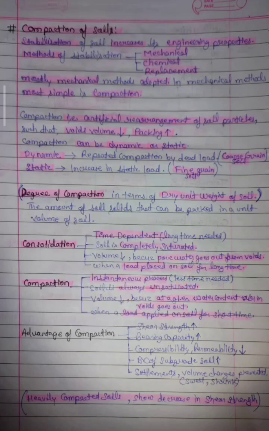So let's look at some common differences between consolidation and compaction. Consolidation is time dependent, compaction is instantaneous. In consolidation, soil is completely saturated. In compaction, soil is always unsaturated. In consolidation, the volume reduction happens as pore water goes out from the soil. In compaction, the pore air goes out from the soil. And compaction happens when a load is applied on soil for a short period of time, while in consolidation, load is placed on soil for a long time.